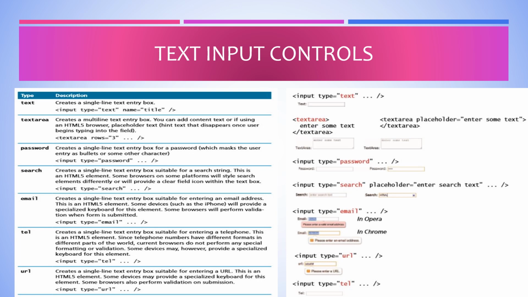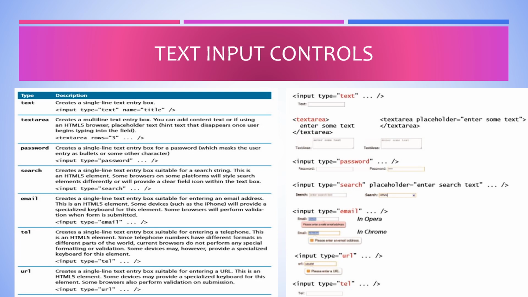Most forms need to gather text information from the user, whether it is a search box or a login form or a user registration form. Some type of text input is usually necessary for that. Text creates a single line text entry box. Text area creates a multi-line text entry box. You can add content text or, if using an HTML5 browser, placeholder text.